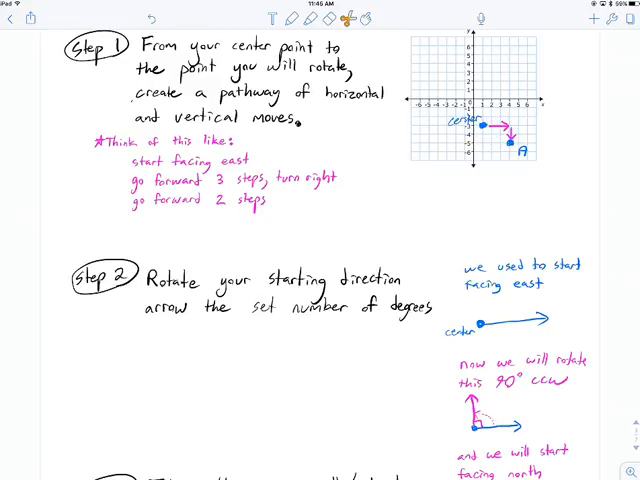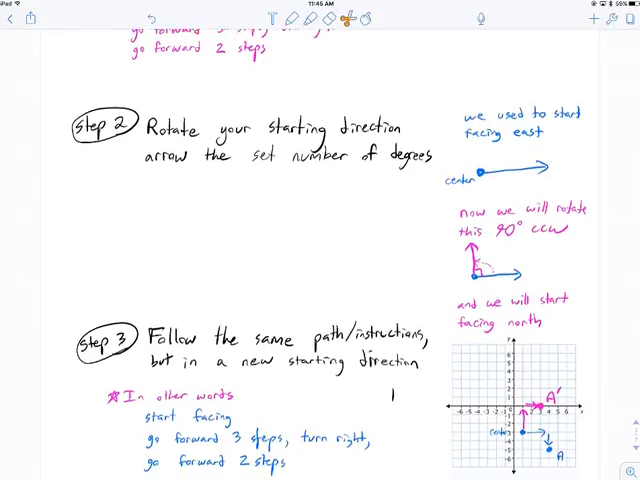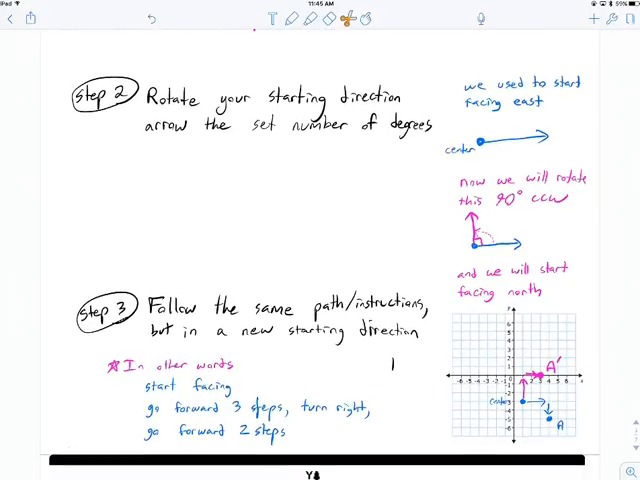So this ends up turning just like this up to here. Okay, so now my robot will start, instead of facing east, facing, oh, and I didn't write it, it will start facing north. That's the only thing that's different. Other than that, everything else is the same.